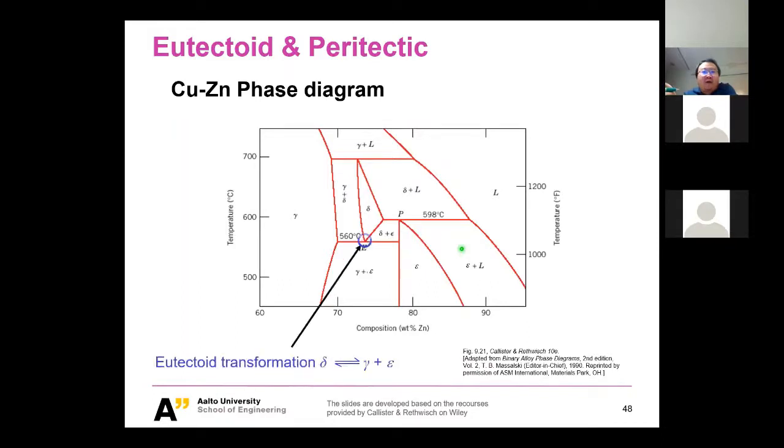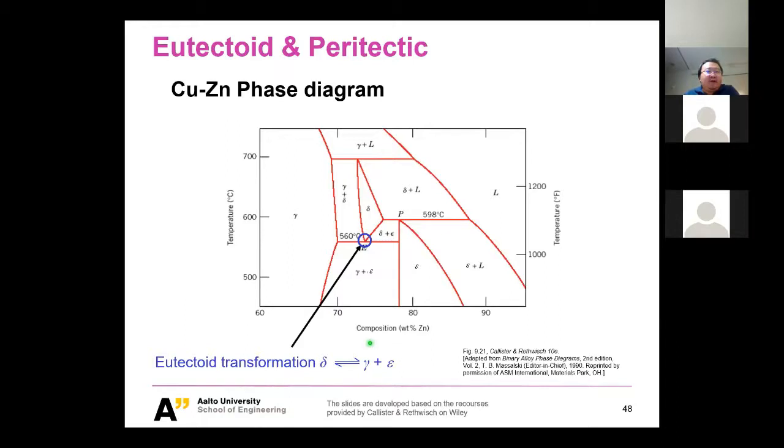And now if we just look at our beta here, when you just cool it down from the beta, gamma, delta here, from delta to below the temperature of delta, you will see the delta is decomposed into gamma and epsilon. So these two are both solid solutions, and delta itself is also a solid solution. So we call this type of reaction eutectoid. So, eutectoid transformation. And this is just one solid solution becoming two, or two becoming one if you're heating up.